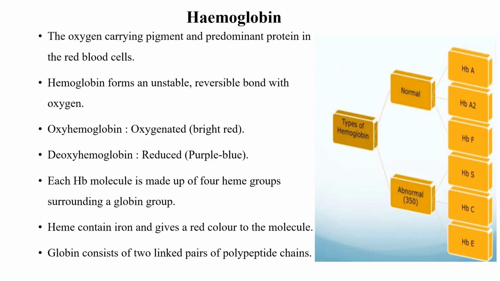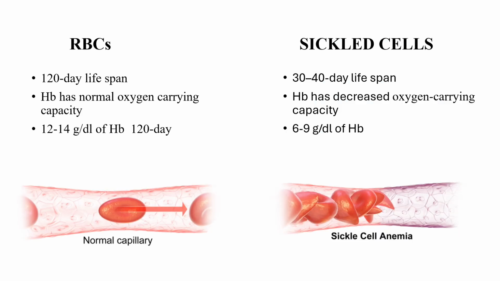Here is the difference between normal healthy RBCs and sickled cells. In a healthy RBC, the lifespan is 120 days and the Hb has normal oxygen carrying capacity, 12 to 14 grams per deciliter of hemoglobin. But in a sickled cell, the lifespan is just 30 to 40 days and the Hb has decreased oxygen carrying capacity, with 6 to 9 grams per deciliter of hemoglobin.